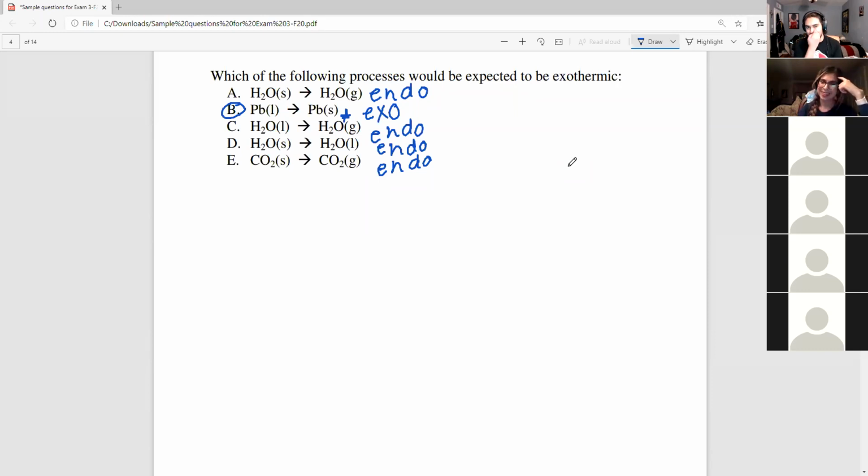I can't think of any other ones. The only other example is, I know there's some metals like gallium. If you hold them in your hand as a solid, the heat from your hand can actually melt the metal. So it goes from a solid to a liquid because it absorbs the heat.